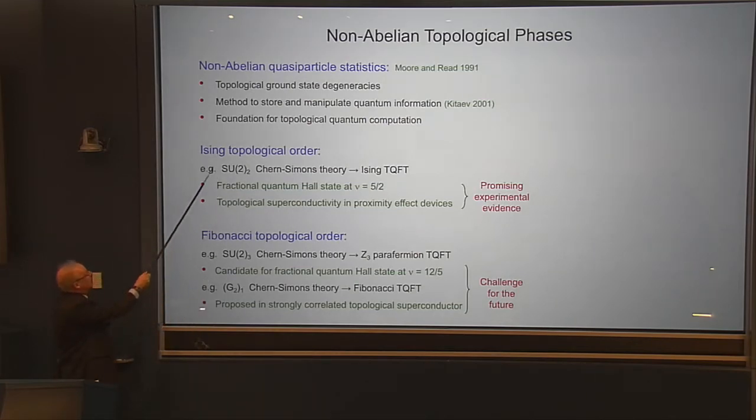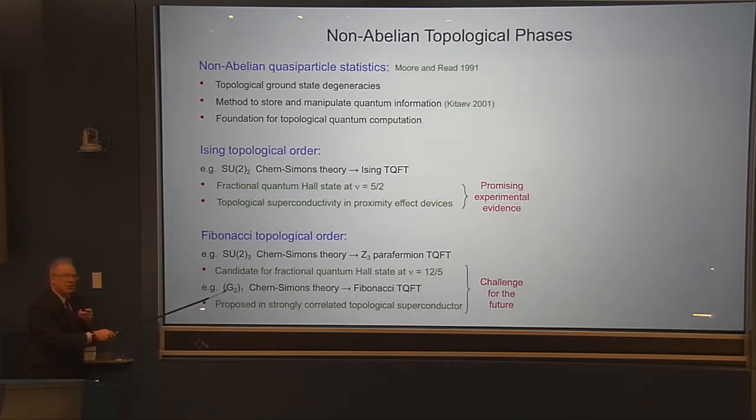One can make Ising topological order, which he was talking about, which is related to an SU2 level 2 Chern-Simons theory. This is something that arises in the fractional quantum Hall effect and also the topological superconductivity devices that Mike showed you. Mike also briefly mentioned at the end more exotic types of topological order based on Fibonacci topological order. One can have something based on SU2 level 3 or maybe G2 level 1.